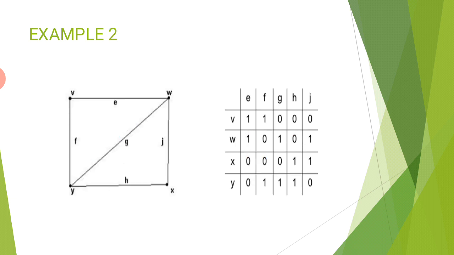One more example with four vertices and five edges. V, W, X, Y are the vertices. E, F, G, H, J are the edges. V is incident with E, the value is 1. V is incident with F, the value is 1. V is not incident with G, the value is 0. V is not incident with H, the value is 0. V is not incident with J, the value is 0. Likewise, we can find all the values in the matrix. So, we get the incidence matrix for the given graph G.